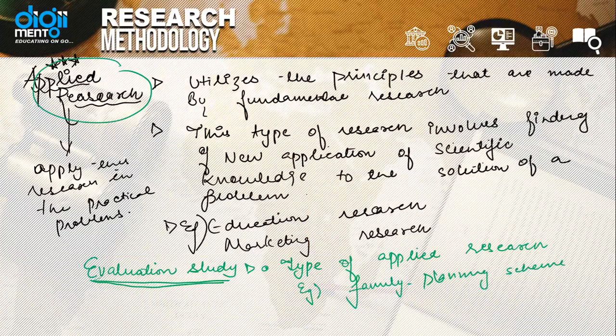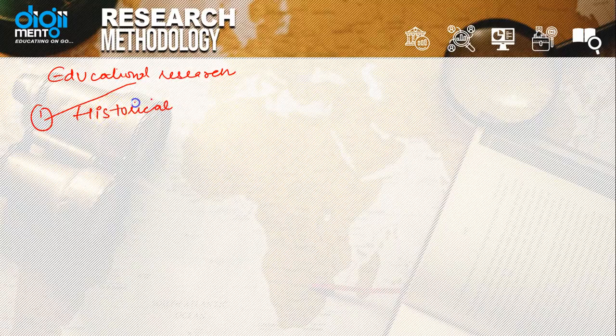Okay, so what is educational research? In the educational research, basically it is directed towards the development of science of behavior in educational situations. Okay, so as we have studied that, we classified further the educational research in different parts. The first part is historical research, right?